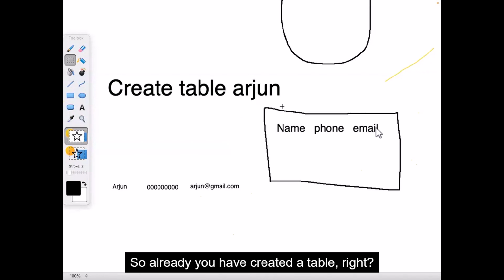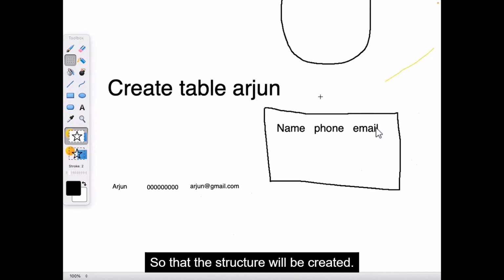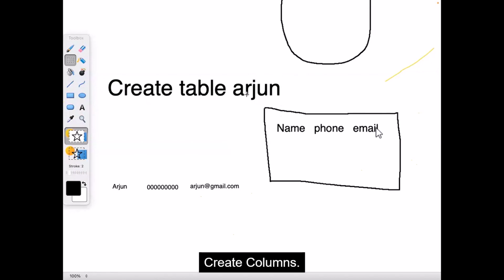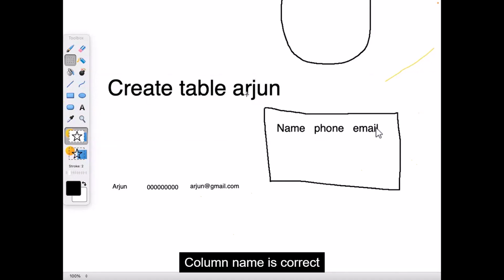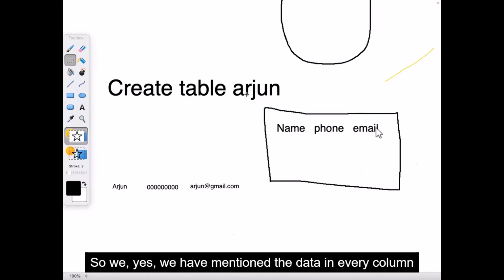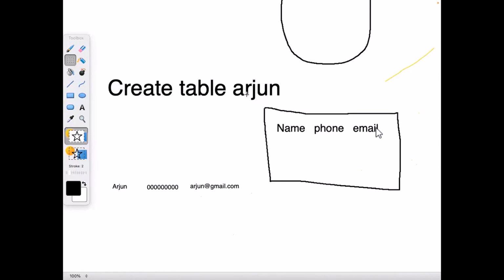Already you have created a table, right? What is the command? Create table, table name. That way the structure will be created. What is the second step? Create a column. So what is the command? Create columns. Create table columns. So what is the command? Create a column, column name. Is it correct? Yes, good. We have mentioned the data type. In every column space, we can apply a data type, right?